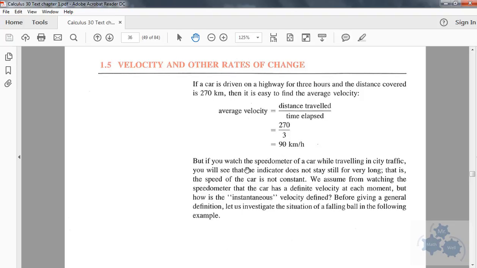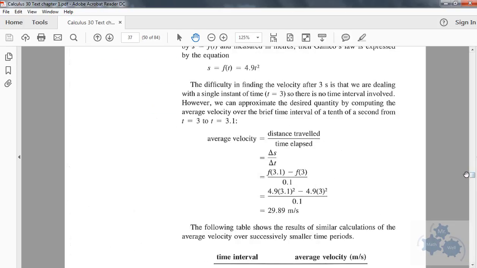Okay? And here's the example that we just talked about. If you watch the speedometer, your speed changes quite a bit. Sometimes it'll be 90, but sometimes it'll be less, sometimes it'll be more. So the instantaneous velocity is the speed at an instant. On a graph, that's represented by a single point, a single point in time. And so there we have the limit.